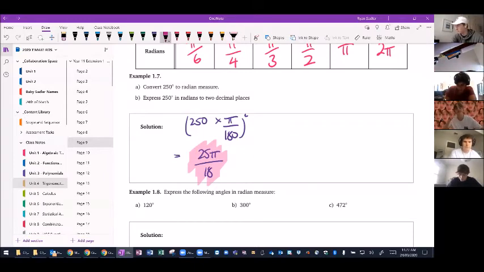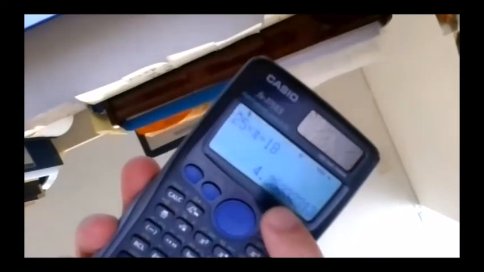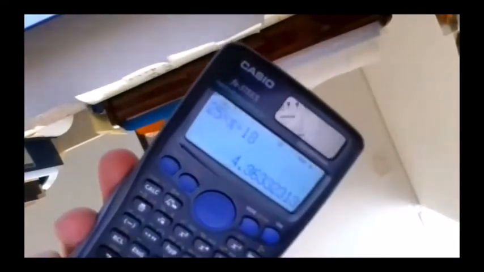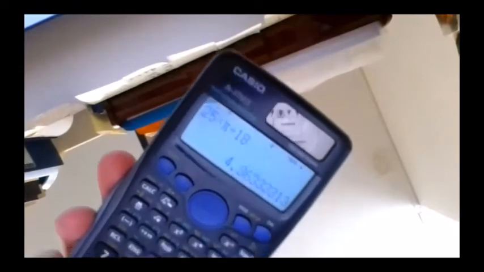You can, however, give it as a decimal. If you give it as a decimal, you would simply do 25 times pi on the calculator, and then divide it by 18, and then hit the S-D button. I'm just going to stop sharing my screen for a second. So it would look like that. That is how many radians it is, 4.363 and so on. But that obviously is super messy, and it ends up being much, much nicer if you express it as a fraction of pi.